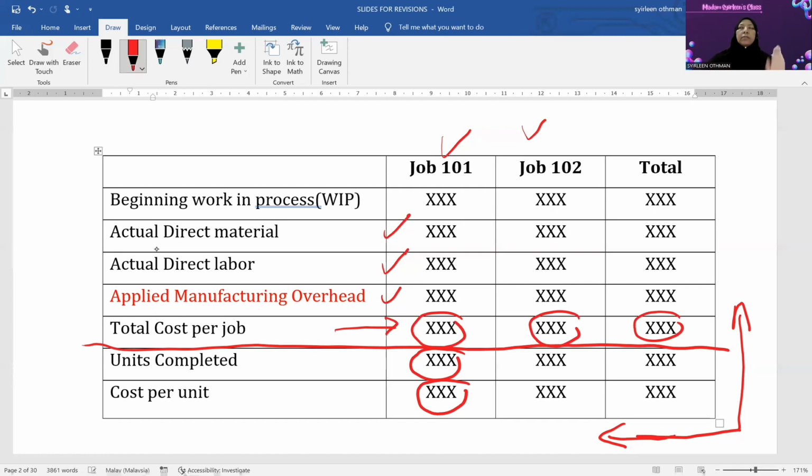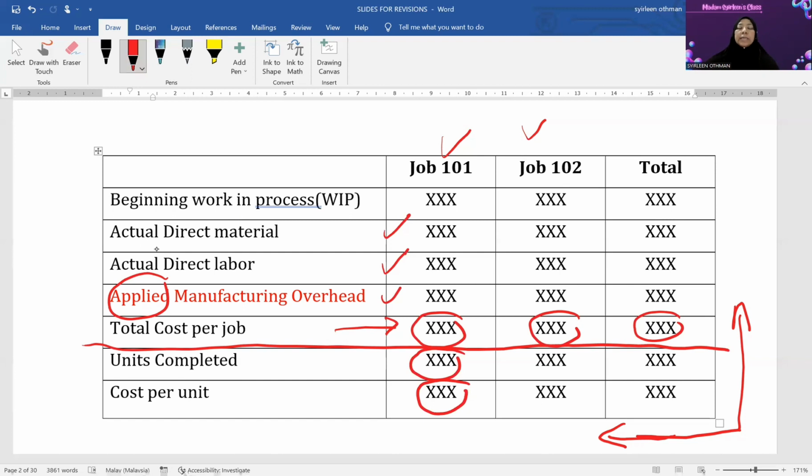That means if there is a beginning work in process given in the question, I will add up the item in the table. If the item is not given in the question, my table will be DM, direct material, DL, direct labor, and MOH, manufacturing overhead. Even without the word applied in the table, the answer is still correct, because we are actually calculating the product cost. That means the item is actually manufacturing overhead.